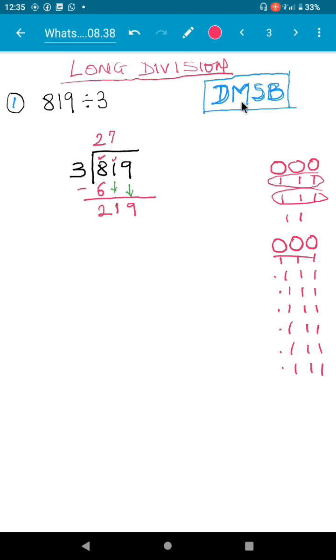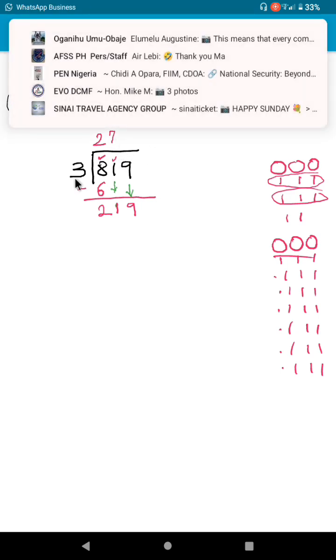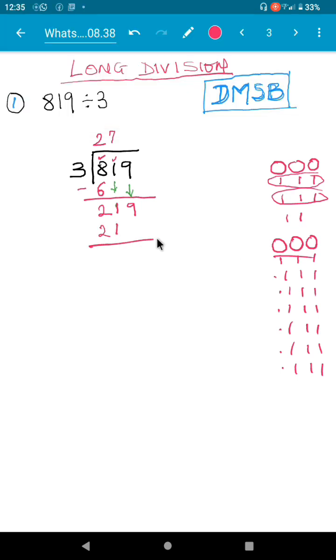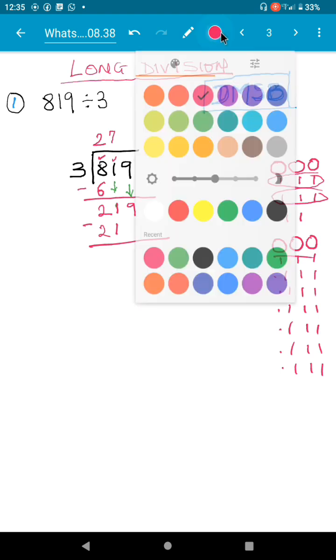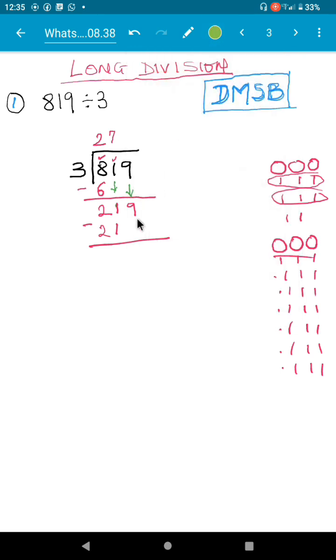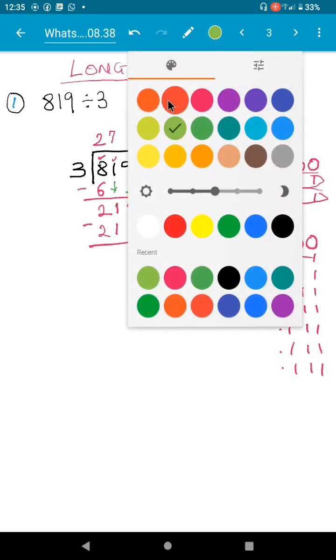Then you go to multiplication. 7 times 3 is 21. Now you go to the next one, subtraction. Remember, you put your 21 under this second digit because we are treating this second digit. 21 minus 21, everything here is gone, so I'm left with my 9. So I'm going to bring down this 9.